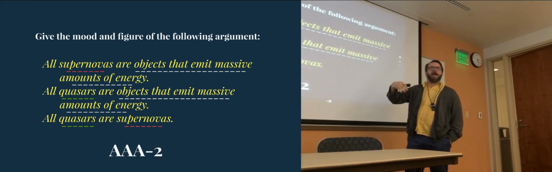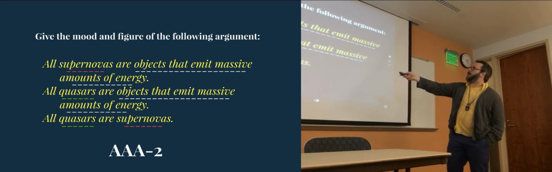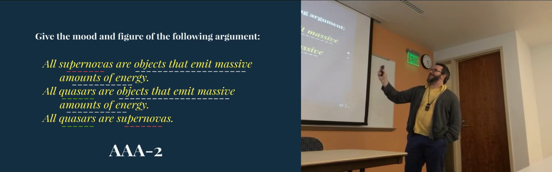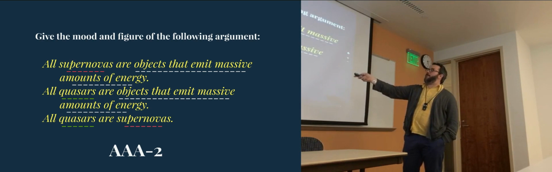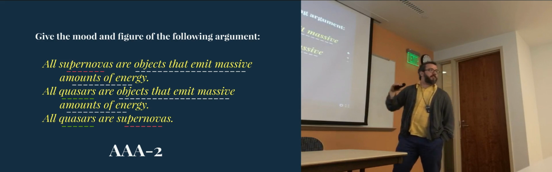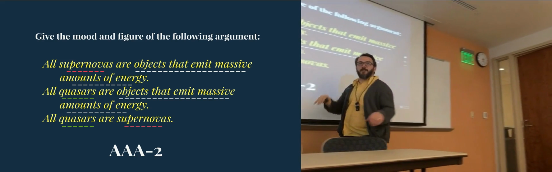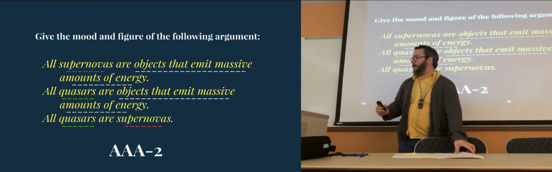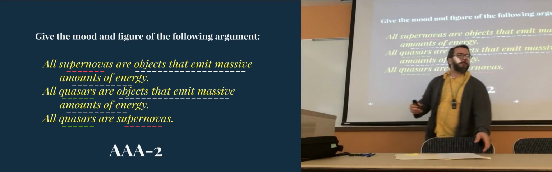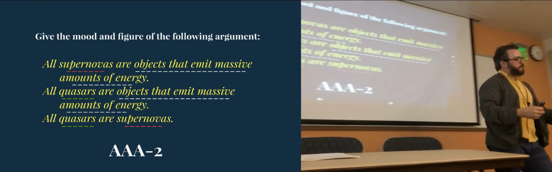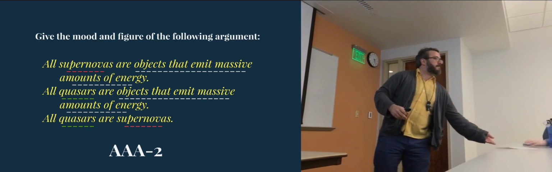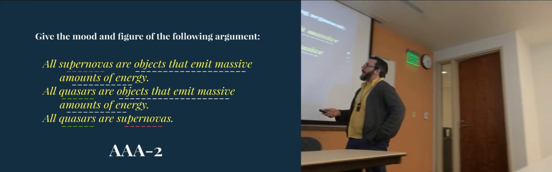That's the mood. And the figure is 2 because my middle term, objects that emit massive amounts of energy, comes second in my first premise, and it comes second in my second premise. It's in the predicate position both times. If I look that up on my chart, my figure chart, which I don't have apparently, which means somebody might have a one-sided worksheet out there. If I look that up on my figure chart, that is figure 2, right? That's totally figure 2. So this is AAA2.